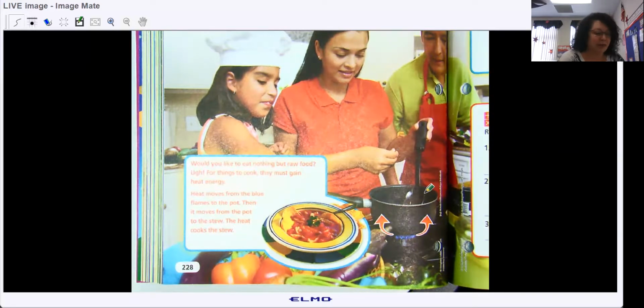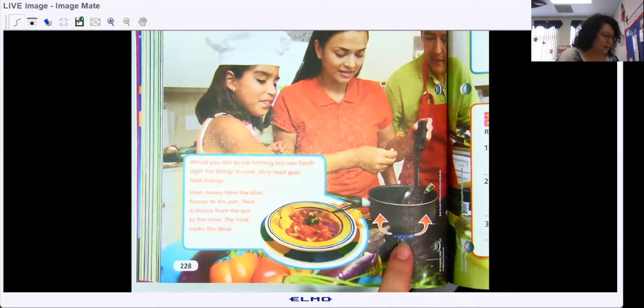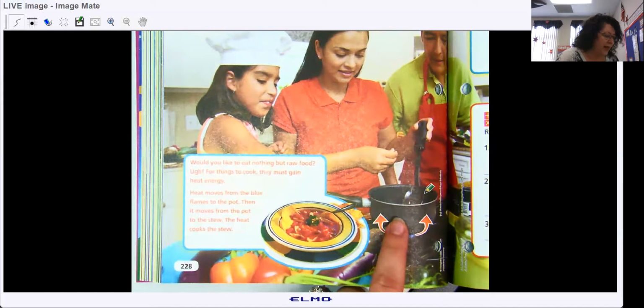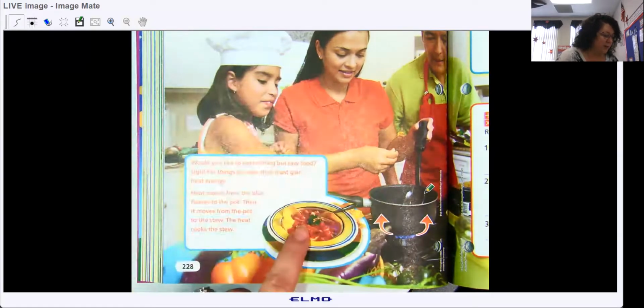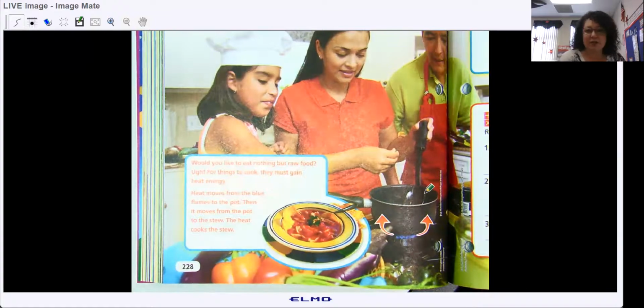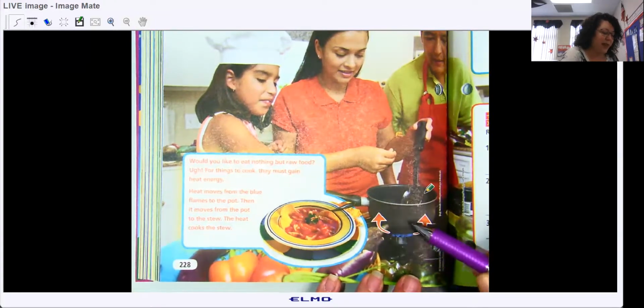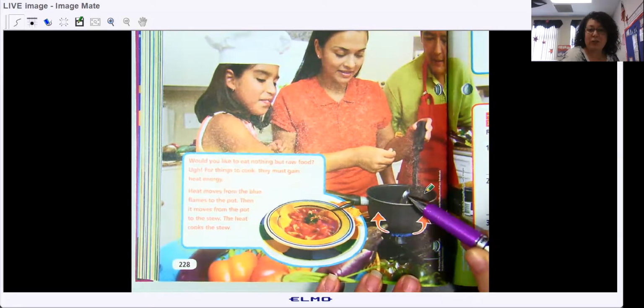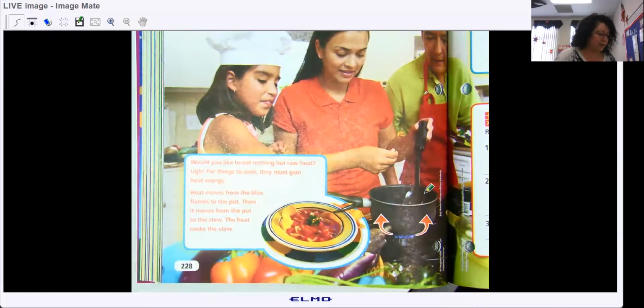Heat moves from the blue flames to the pot. Then it moves from the pot to the stew that's inside the pot. And the heat cooks the stew. So cause and effect. We start at the hottest part and then the pot is warmer than the stew. So the pot would then warm up the cooler stew. It's like a cycle.